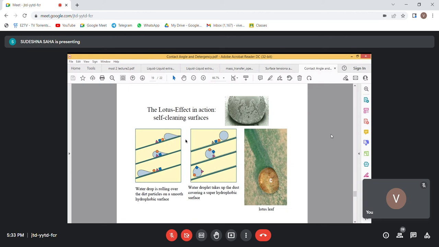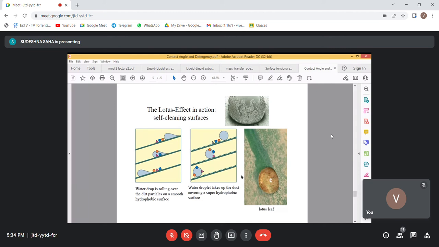And that is why these surfaces are known as self-cleaning surfaces, because water droplets don't wet the surface, but clean it while rolling off from the surface. So that is the idea behind the self-cleaning surface. If we can make a super hydrophobic surface, or rather a hydrophobic surface, it will self-clean itself.